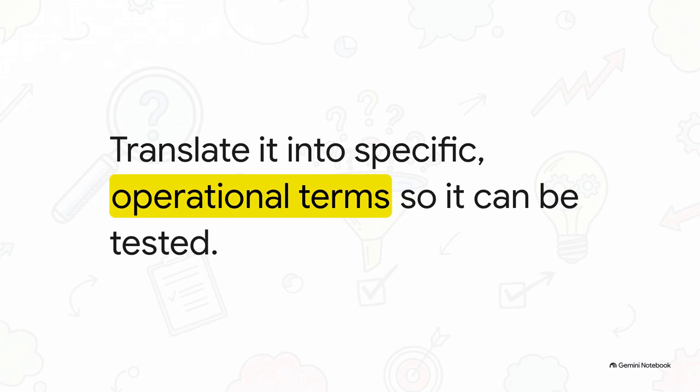And finally, we hit step 5. Once you've understood the nature, surveyed the literature, and talked to the experts, your final task is to sit down and rephrase that initial clunky problem into a tight working proposition. You have to translate it into specific operational terms so it can actually be tested. This right here is what paves the way for developing your working hypotheses.